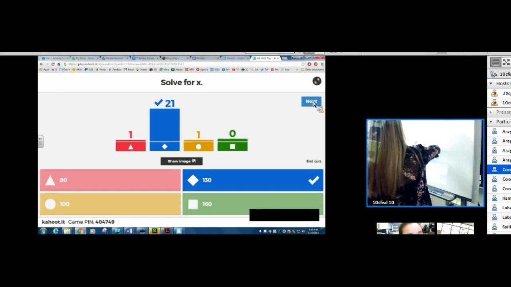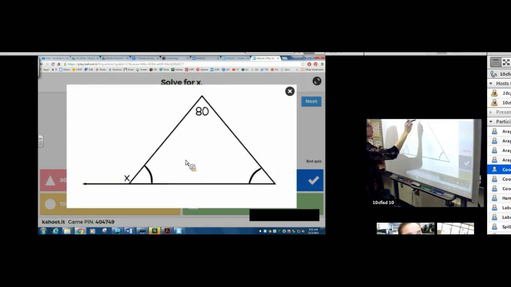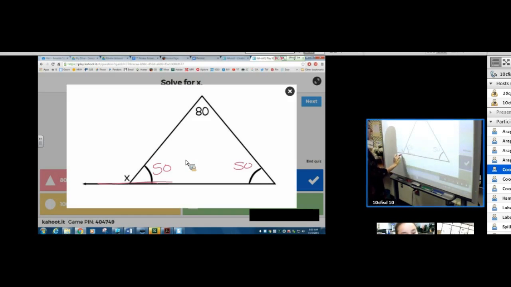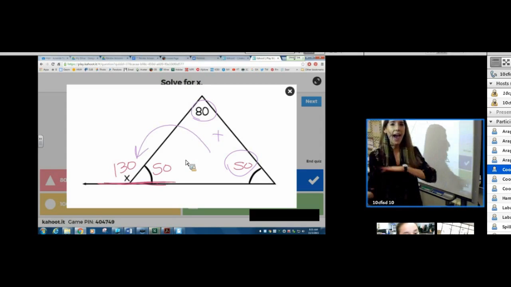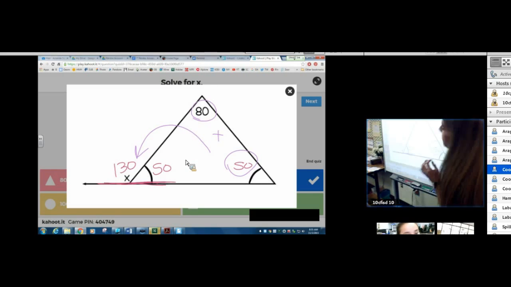Yay! Most of us got that one right. This one, like I said, should be quick and easy. So we do 180 minus 80. We get 100, and we divide that evenly, 50-50. Then we use the linear pair theorem, and we have 130 right there. You could have also used the exterior angle theorem that says add those two up, and you'll get this angle right here. So whether you add or whether you subtract, that exterior angle was 130 degrees.